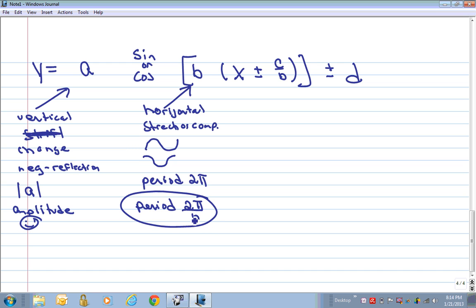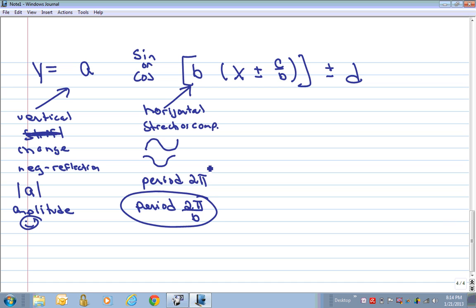If B is anything besides 1, your period becomes 2 pi divided by B. So if B is 1, it's just 2 pi divided by 1, and the period is 2 pi. But this is going to determine your period, the distance in which that curve, that full rotation occurs. If you think of one rotation around the circle, this is one period or one cycle. So the distance in which that cycle occurs. All right, we'll talk more about that.